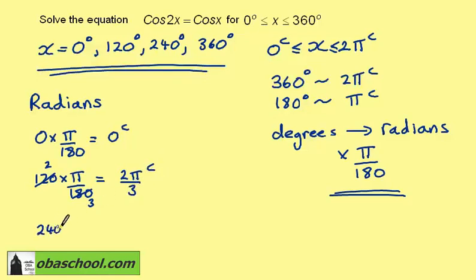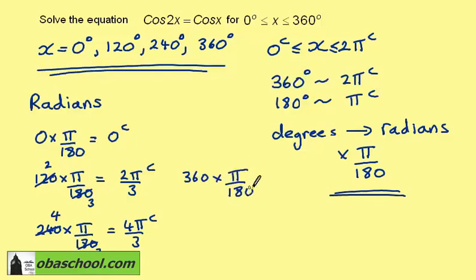For 240 times pi over 180, 60 goes into 240 4 times and into 180 3 times, so we get 4 pi by 3 radians. Finally, the 360 times pi over 180, 180 goes into 360 twice and into itself once, so we get 2 pi radians.